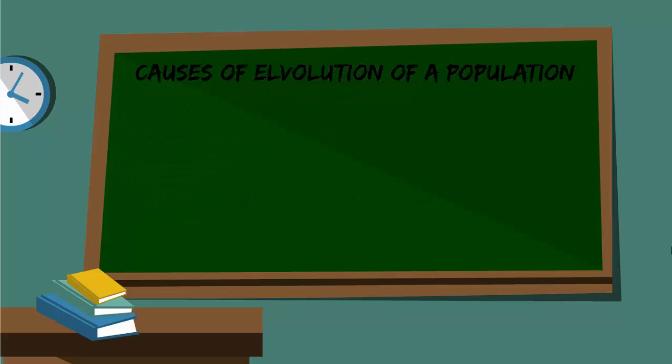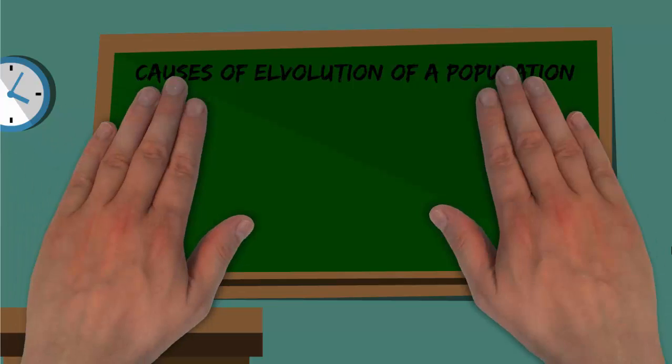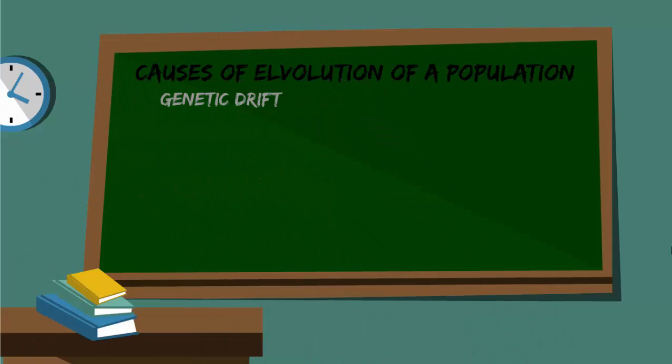The agents of change for a population, that is, those things that cause evolution, are genetic drift, gene flow, mutations, non-random mating, and natural selection. Genetic drift is change in the gene pool due to chance. It is the fluctuation in frequency of alleles from one generation to another and is unpredictable. It tends to limit diversity. There are two examples, the bottleneck effect and the founder effect.